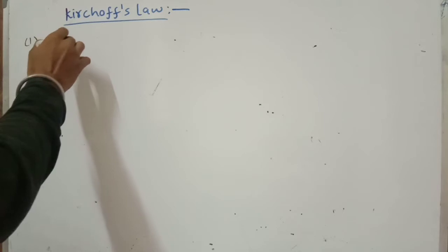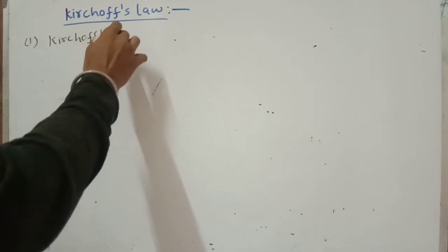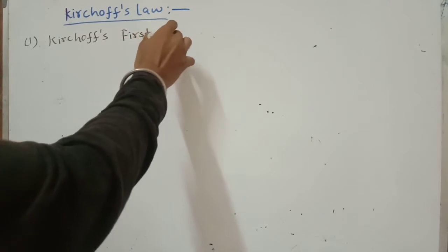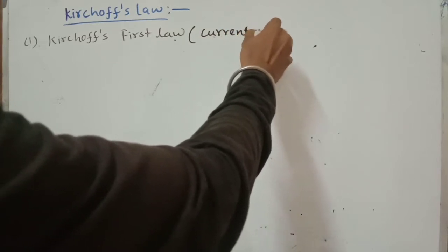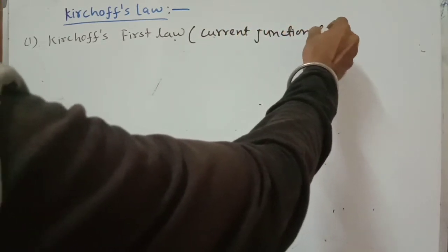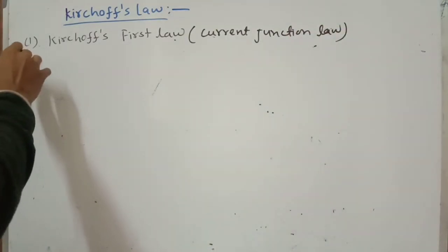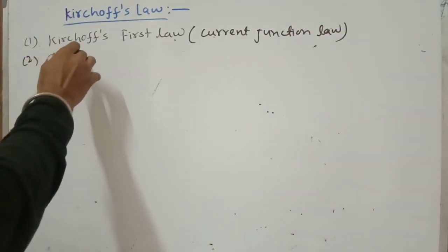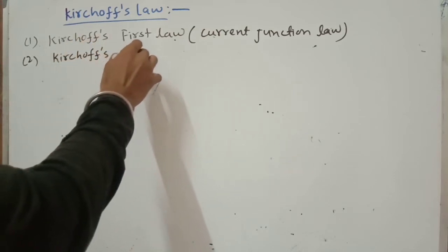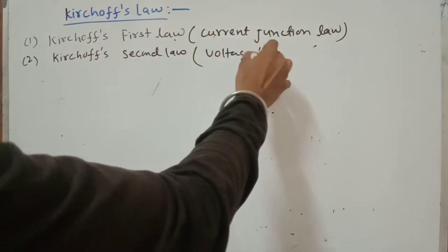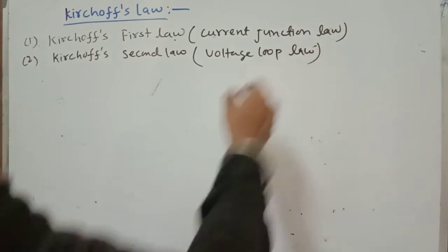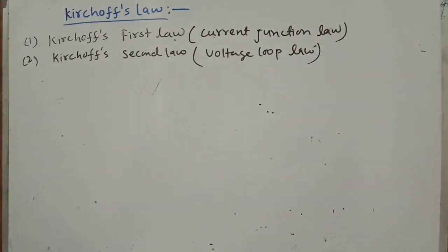There are two Kirchhoff's laws. Number one, Kirchhoff's first law, also known as the current junction law. Number two, Kirchhoff's second law, which is called the voltage loop law. One by one I will discuss both laws. Kirchhoff's first law is called the current junction law, and the second is called the voltage loop law.